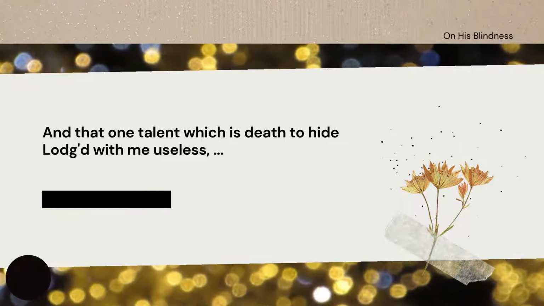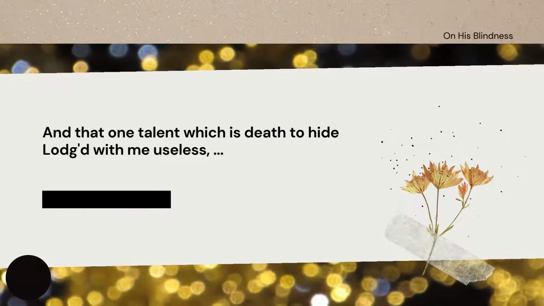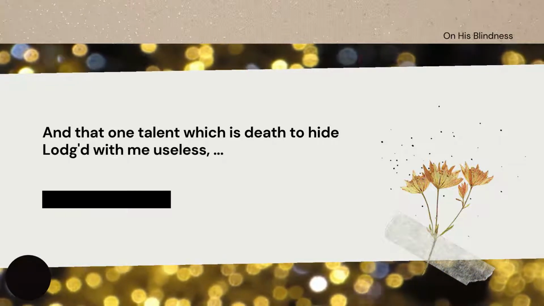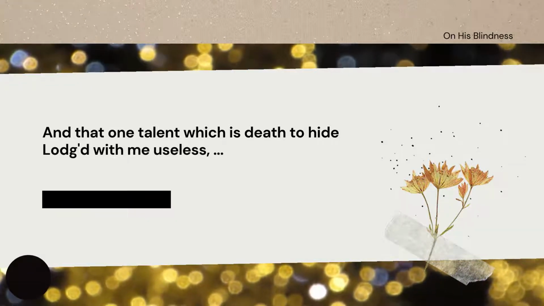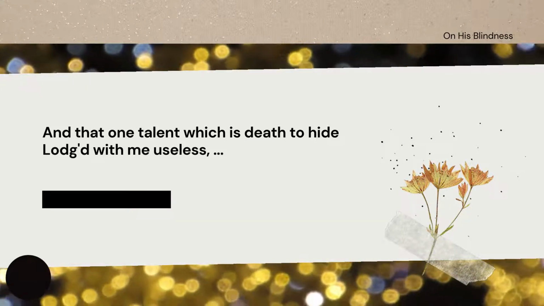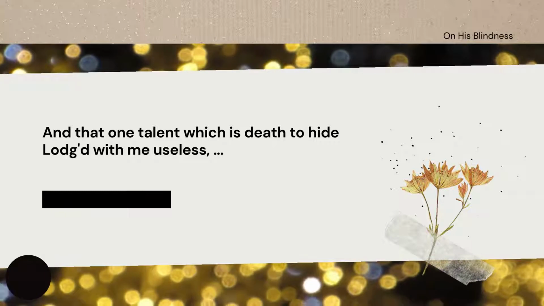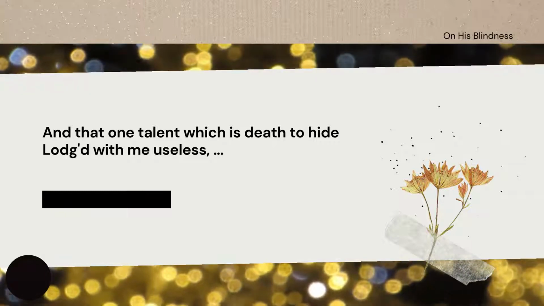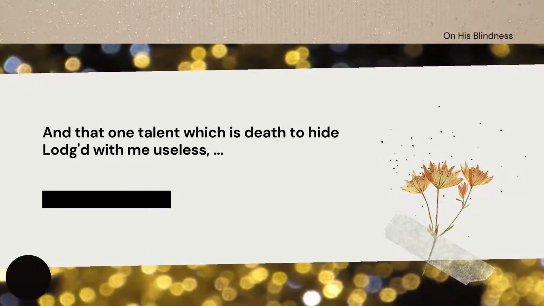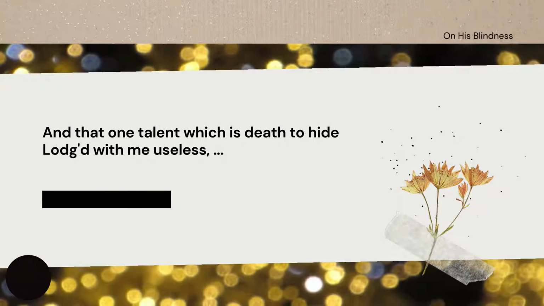So on the next lines, and that one talent which is death to hide, lodged with me useless. So the word talent here refers to Milton's skills that God has given him. But after losing his vision, he thinks that it's no longer useful. Here, the word talent has a biblical reference to it.